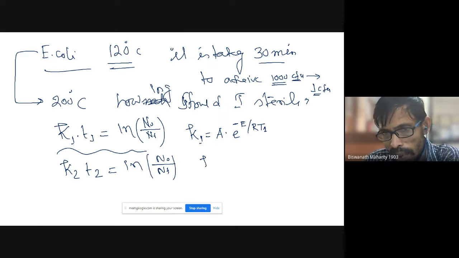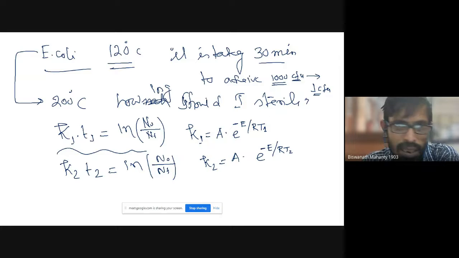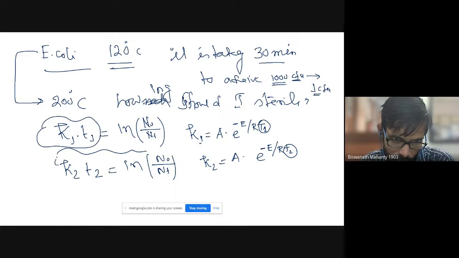In the second situation I am assuming K2 equals A e to the power minus E by R T2, where the second temperature is 200 degrees. So T1 equals 100 degrees centigrade, which I have to convert to Kelvin. I have just written these two equations, and your job is now very simple, because ln n0 by nt is the same. That means I am looking for K1 T1 equal to K2 T2.